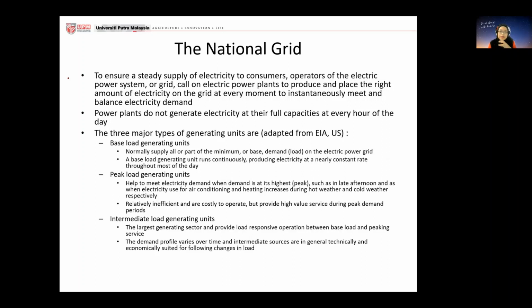With the existence of the national grid, power plants do not generate electricity at their full capacity at every hour of the day. So you don't have to maximize the use, you can optimize it instead. There are three major types of generating units. You have base load generating units, which supply all or part of the minimum or base load on the electric power grid. The base load usually runs continuously, producing electricity at a nearly constant rate throughout the day.